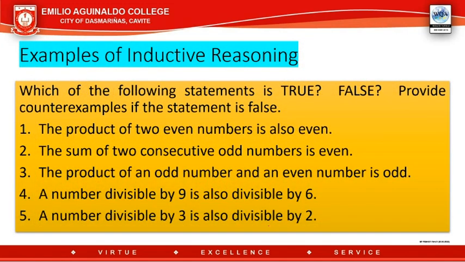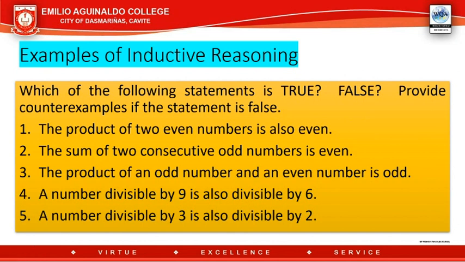Okay, which of the following statements is true or false? Provide a counterexample if the statement is false. The product of two even numbers is also even. Let's say the even numbers are 6 and 8. Their product is also an even number, which is 48. How about 4 and 8? That will give us 32. This is also an even number. So we can say that the first statement is true.